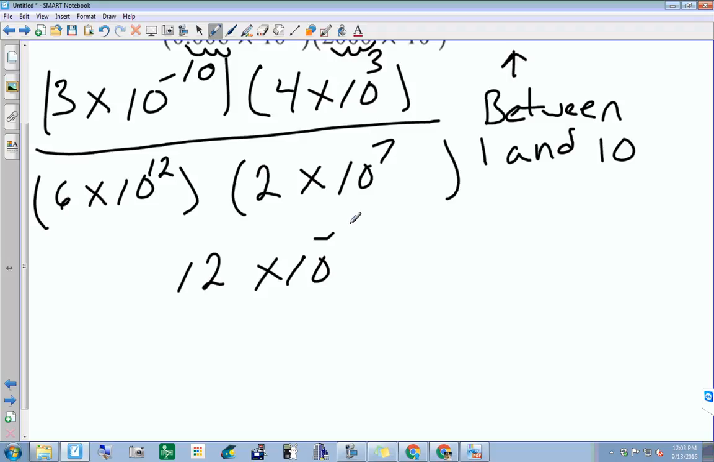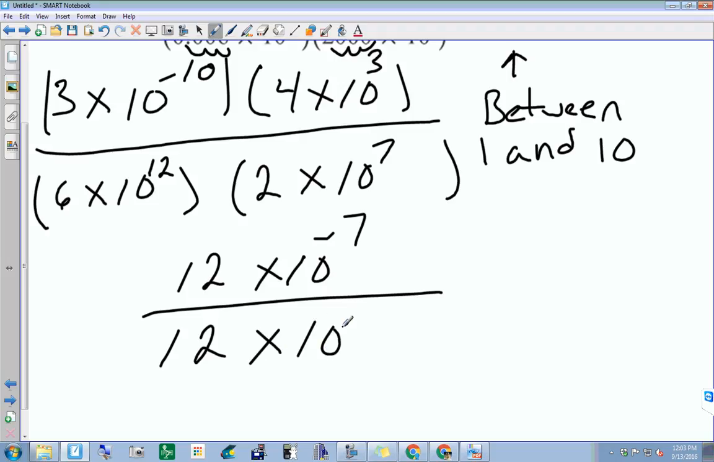-4. Not -4. Negative 10 and a 3. -7. That's a -10, positive 3. All over. What's 6 times 2? Last I checked, it was 12 times 10 to the what? Positive 12, positive 7.